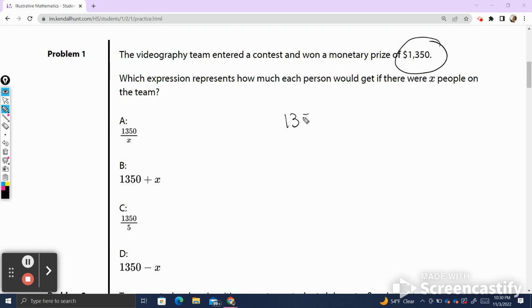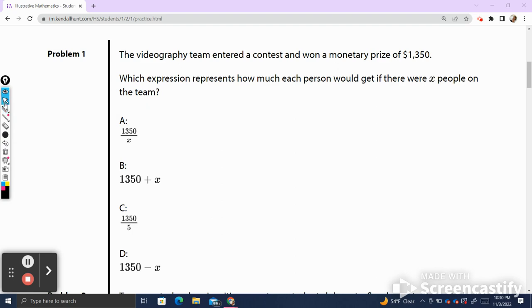So I know I need $1,350 divided by X. Looking at my answer choices, I don't see my answer in any of these answer choices. So I have to remember that a second way to write division is $1,350 over X. These two expressions are equivalent. This helps me see that A is my answer choice. Let's go on to the next problem.